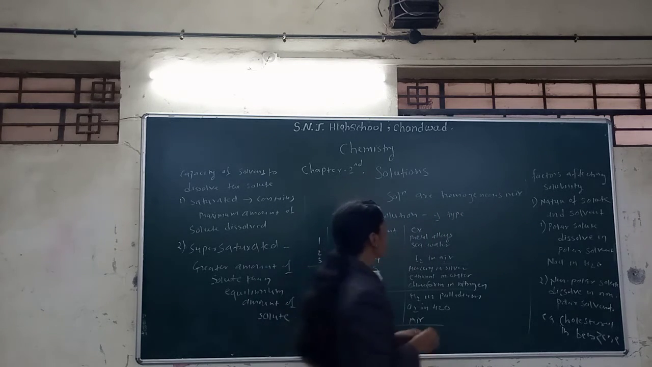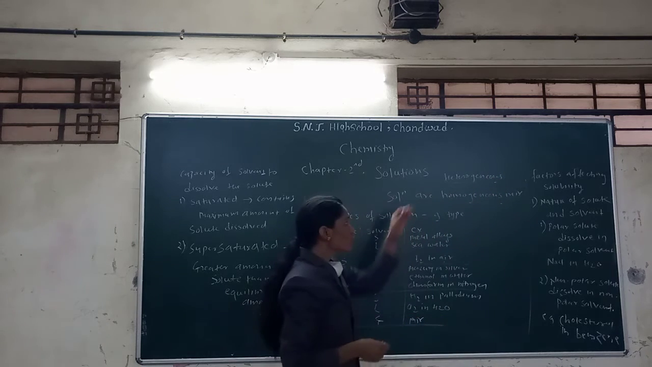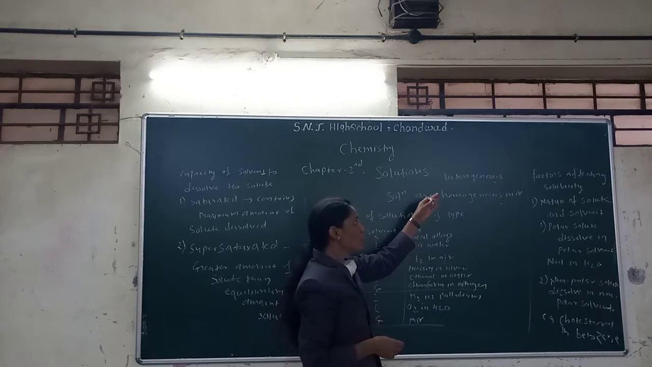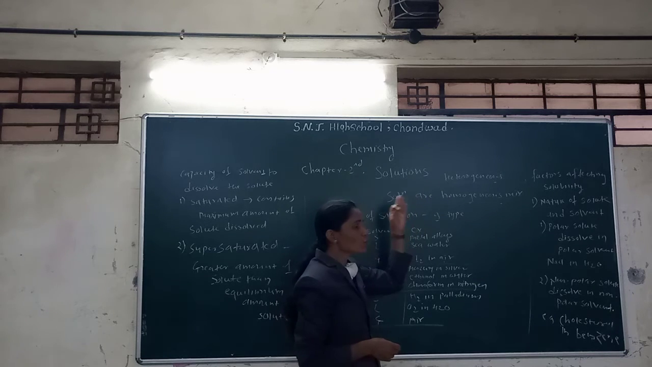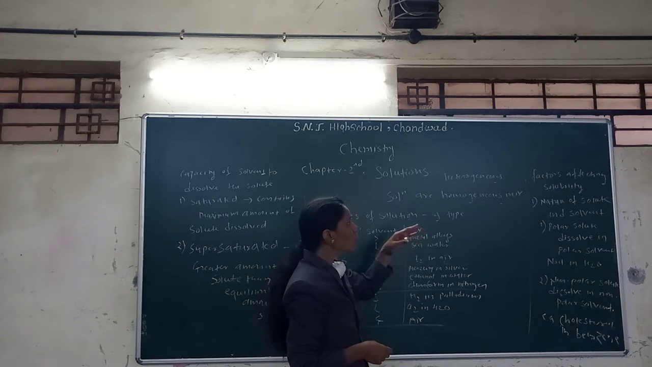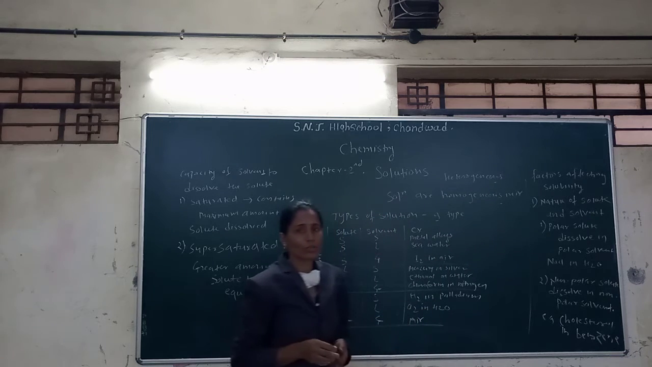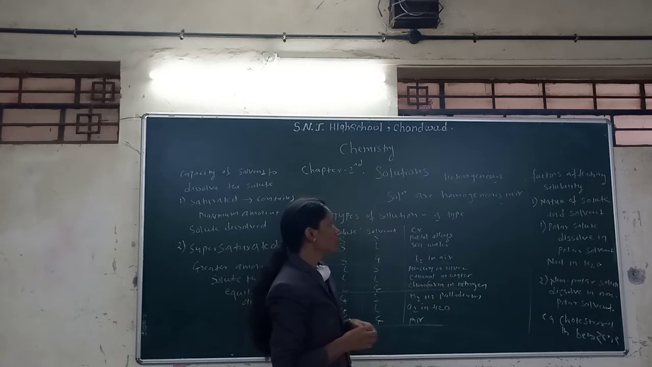Then the second is heterogeneous. Heterogeneous means there is no proper dissolution of the solute into the solvent. That is, it gives two different layers of the solution, called a heterogeneous mixture or heterogeneous solution.